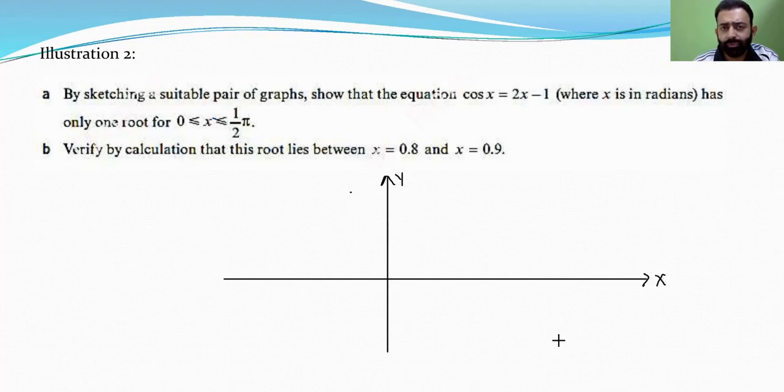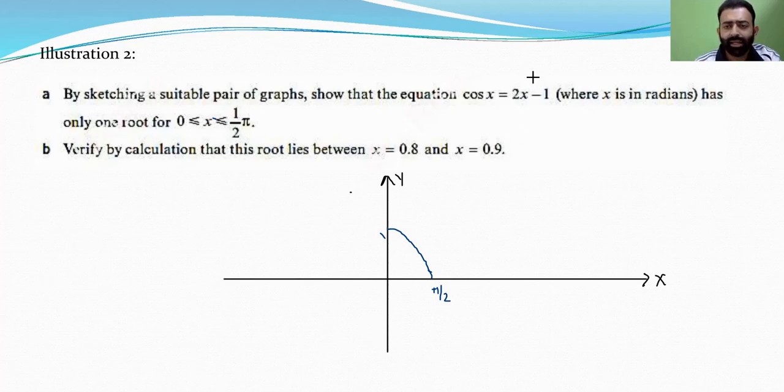Right? So one graph we will draw for cos x. Let us draw cos x between 0 to pi by 2. This is a graph for cos x between 0 to pi by 2, because at x equal to 0, cos x is 1, and at x equal to pi by 2, cos x is 0.